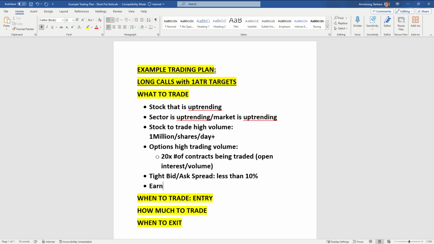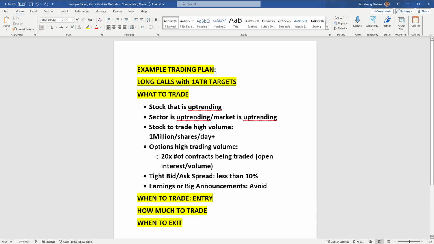And then some might also say earnings you want to avoid, or maybe earnings or big announcements. Now others might do this as an earnings trade, and that's totally up to you. But if you're trying to do this in a conservative way and you want to avoid gap risk, you may want to avoid trading this over those periods of time.